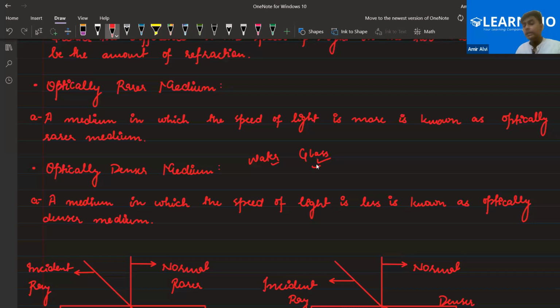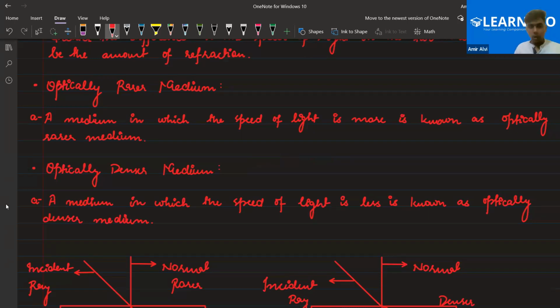The quantity that will identify whether a medium is denser or rarer, we will discuss in the next topic. That is the refractive index. Clear, everyone? So this is how you will identify whether the medium is rarer or denser. Okay?